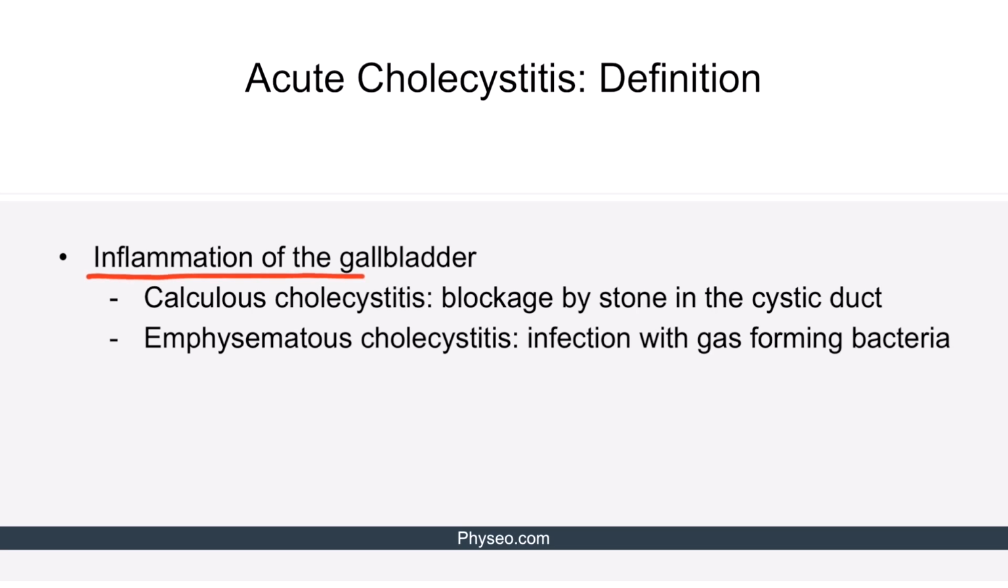Cholecystitis is defined as inflammation of the gallbladder either due to blockage by a stone, blockage by biliary sludge, or due to infection with gas-forming bacteria. Blockage of the cystic duct by a stone is known as calculous cholecystitis. Infection of the gallbladder with gas-forming bacteria leading to inflammation is known as emphysematous cholecystitis.